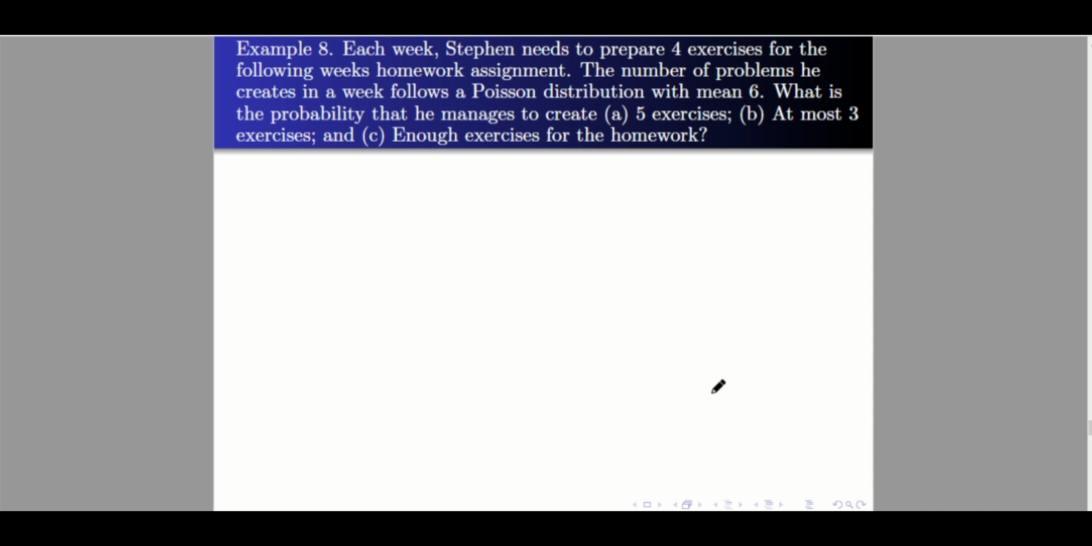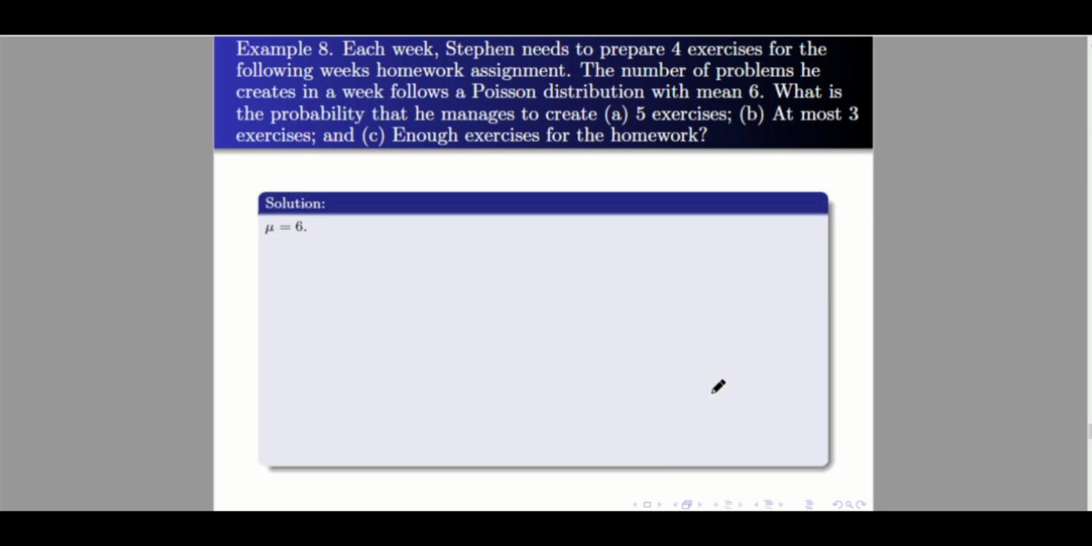Okay, last example. Each week, Stephen needs to prepare 4 exercises for the following week's homework assignment. The number of problems he creates in a week follows a Poisson distribution with mean 6. What is the probability that he manages to create A, 5 exercises, B, at most 3 exercises, and C, enough exercises for the homework? So the given mean is 6. So let's start first with A. So exactly 5 exercises. So we have this formula and this substitution. So the answer is 0.1606. So a somewhat small probability that he will make exactly 5 exercises.